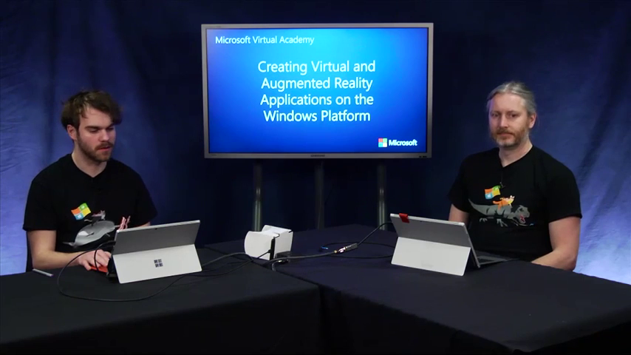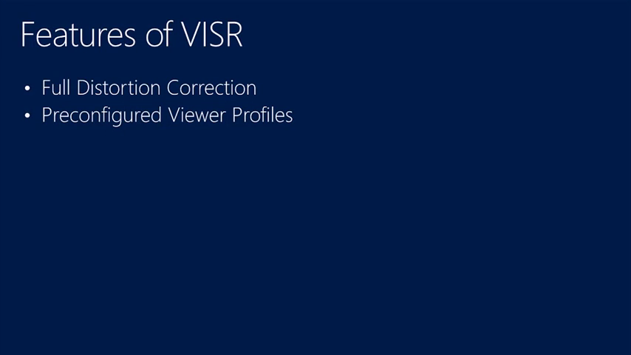Yep, very cool. So let's have a look at some of the features that we've got. Full distortion correction. We've got that based on pre-configured viewer profiles. So similar to Alps, you can just select the viewer that you're using. It comes pre-configured to be compatible with the VISR headset, so you don't have to do any fiddling. Yep. Especially people at the Microsoft VR Hack will have a device that's pre-configured.